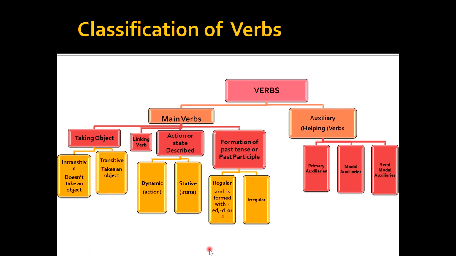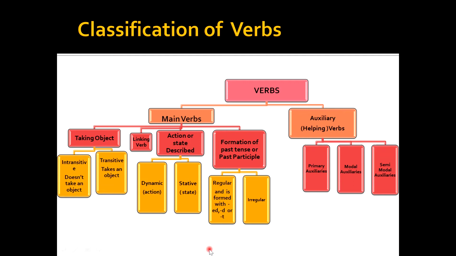Main verbs are further divided into different categories based on their capacity to take an object, whether they are describing an action or state, whether they form their past tense or participle using certain inflectional suffixes, and also based on whether they link a complement. So the first division is based on taking an object. A verb that can take an object is called a transitive verb. That do not take an object is called an intransitive verb.